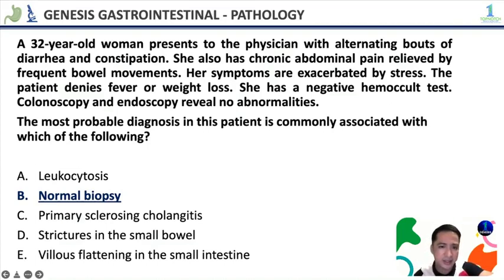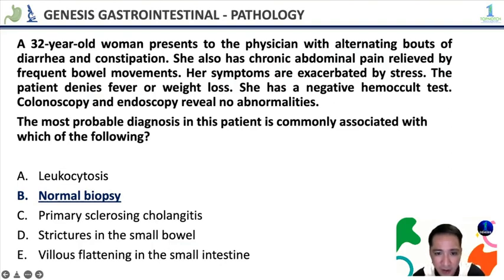Letter A, if we're going to give a differential for this condition, pseudomembranous colitis is most likely to present with leukocytosis, and usually they present with the use of broad spectrum antibiotics wherein it will promote an overgrowth of Clostridium difficile. Primary sclerosing cholangitis is an extraintestinal manifestation of inflammatory bowel disease. Most commonly, primary sclerosing cholangitis is associated with ulcerative colitis. We will discuss that later.